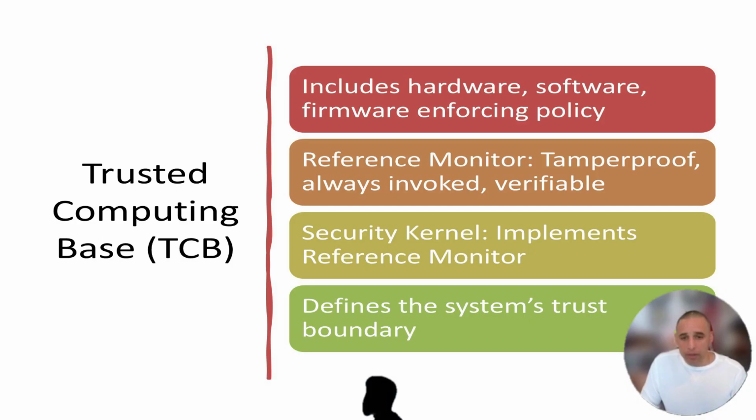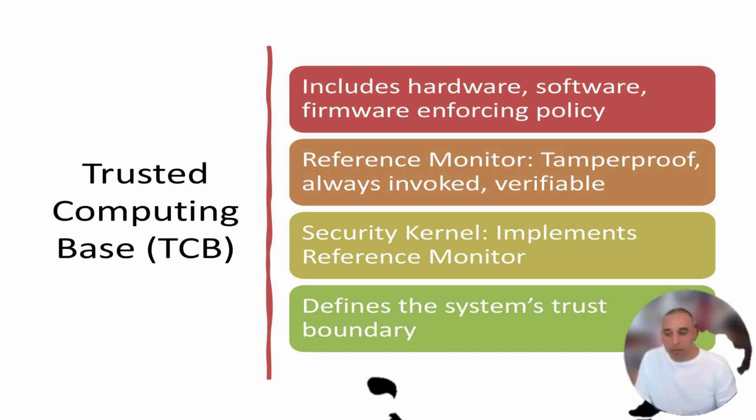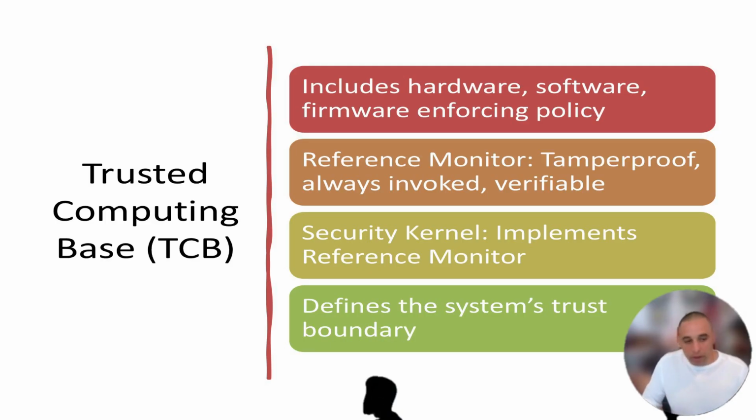Now that we've covered the main security models, let's talk about how trust is actually enforced within a computer system. The concept at the heart of this is the Trusted Computing Base, or TCB. The TCB is the collection of all the hardware, software, and firmware components that are responsible for enforcing the system's security policy. If any part of the TCB is compromised, the entire system's security can be at risk.